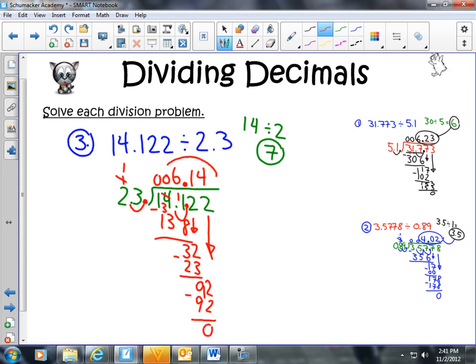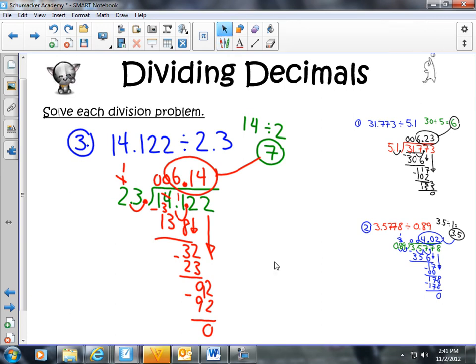My answer is 6.14. Is that close to 7? Yes, it is. Again, if I had an answer of 614, I'm off. I made a mistake. If I had an answer of 61.4, I'm off. I made a mistake. Here, I can say, you know what? It came out evenly. It was terminating, and it's close to my estimate. I think I have the right answer, so therefore I think I'm good to go.